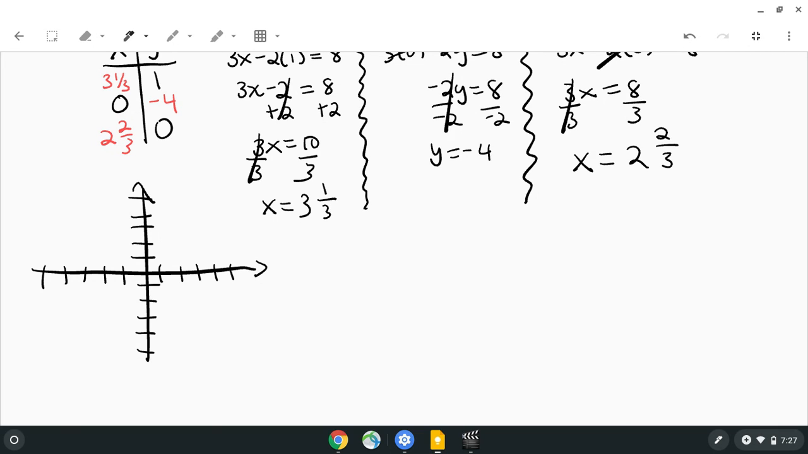Okay, so the first point, this is my x-axis, this is my y-axis. Okay, so 3 and 1/3, 1. So 3 and 1/3 is between 3 and 4. So I go 1, 2, 3, and 4 is over there. So I'm somewhere in between here, closer to 3 though. 3 and 1/3, 1. So I'm like right here. Okay.